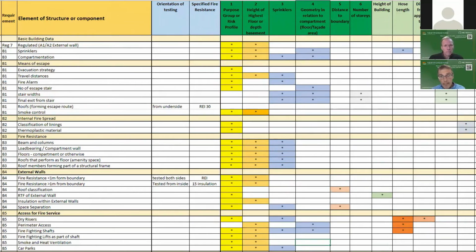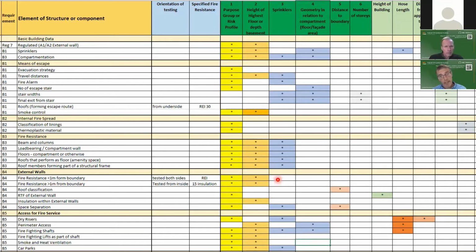Along here is the various factors that affect these. And as you can see, the one that affects virtually everything is the use of the building, or purpose group as we call it, or risk profile if you're a BS 9999 person. But for all intents and purposes, this is the use of the building, and it virtually affects everything. Then the next in the list is the height of the highest floor or the depth of the lowest basement, and that affects virtually everything too.